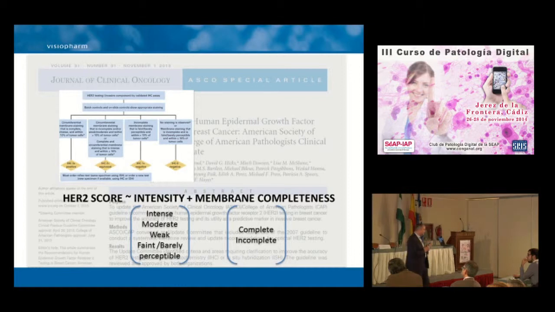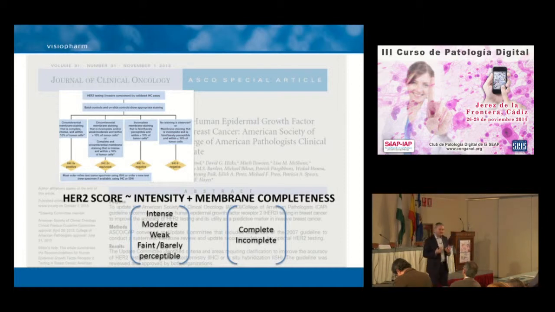Well, it basically tells us that the HER2 score is a function of two things: intensity and membrane completeness. And when we start talking about intensity, it can be intense, it can be moderate, it can be weak, faint, or barely perceptible, whatever that means. And earlier, we just needed to talk about membrane completeness, circumferential staining being complete or incomplete. Maybe you could interpret that.